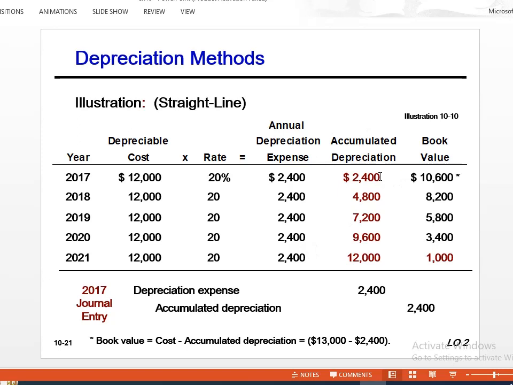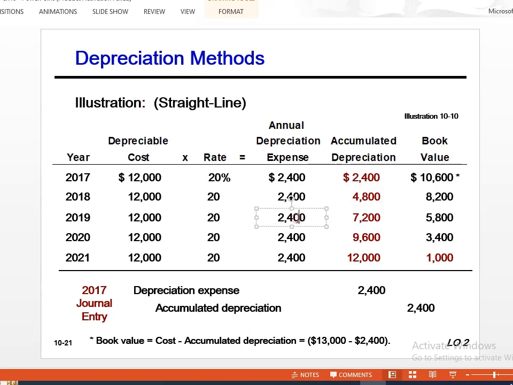Then accumulated depreciation. Accumulated depreciation, consider it like a basket of depreciation. You put every year depreciation in this basket, and this basket accumulates the depreciation. Okay, so first year this basket was empty. So when you added first year depreciation to this basket, the balance became 2,400. Then second year depreciation was 2,400. Basket already has 2,400 from the previous year. So together previous year plus current year, I get 4,800 in this basket.